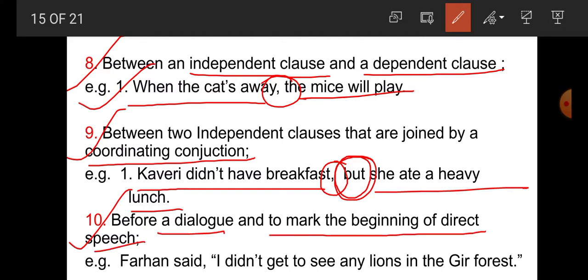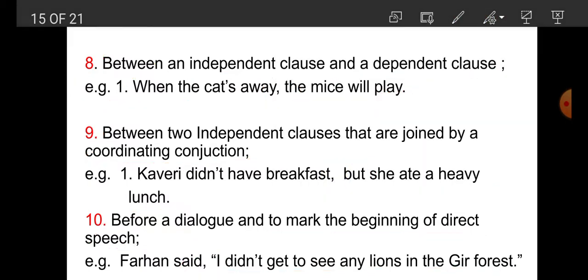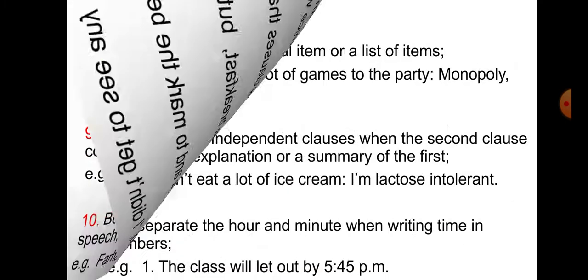For example, student Farhan said, "I didn't get to see any lions in the Gir forest." So here comma is used before a dialogue. What is the dialogue? Speech. Here this is the speech. At the beginning of the direct speech we are using a comma. So student, these are the uses of comma.